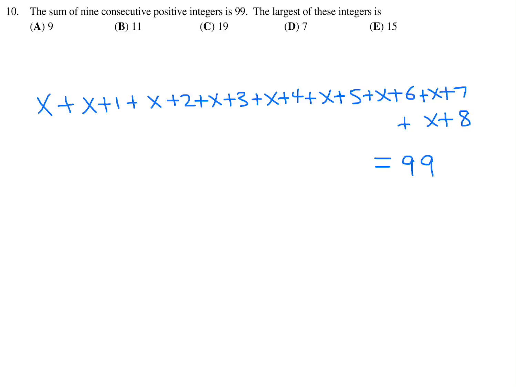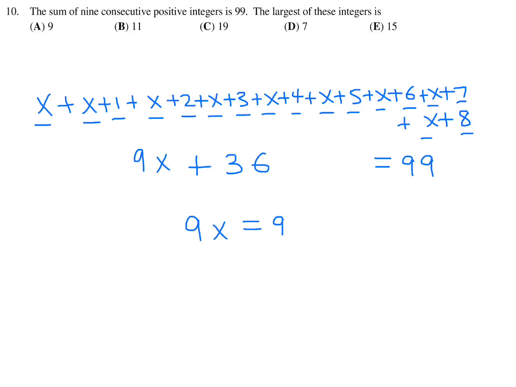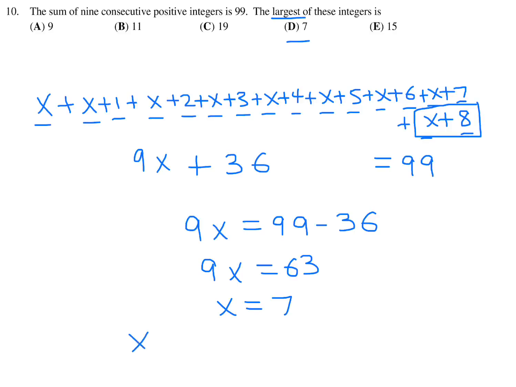So let's solve. How many x's are there? Well, it looks like there's 9 x's. And then you have to add up 1 plus 2 plus 3 plus 4 plus 5 plus 6 plus 7 plus 8, which is 36. So therefore 9x is equal to 99 minus 36. 9x equals 63. And therefore x is equal to 7. But they're not asking for that. They're asking for the largest of these integers, and that would be the final one, which is x plus 8. So therefore x plus 8 is 7 plus 8, which is 15. And therefore the answer here is E.